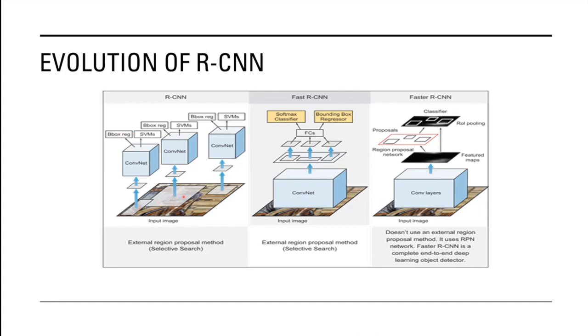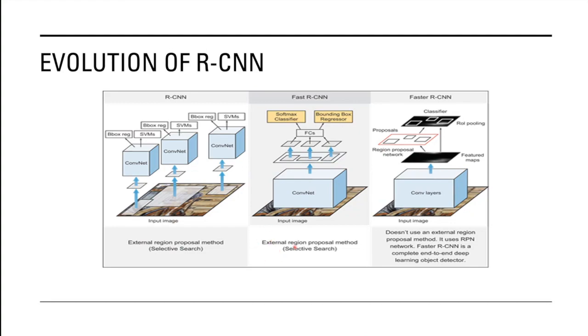So we had this region, this region, and this region, and then resized all of them to the same size, and we gave them to the convolution. It was good at the time, but it took a long time to do the classification and the object detection. So that was not good for real-time applications.